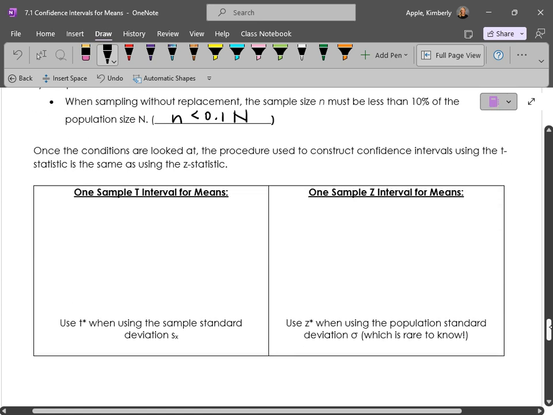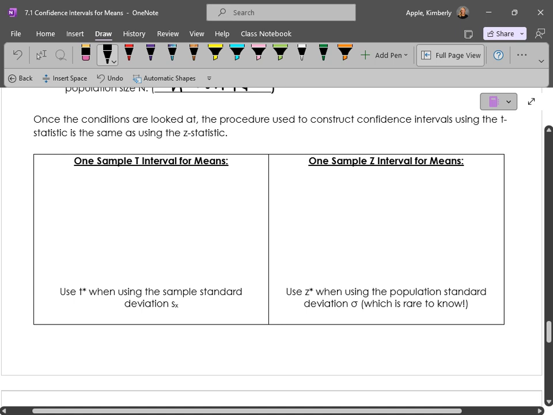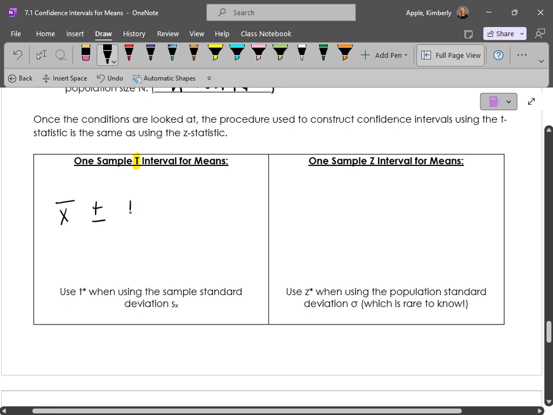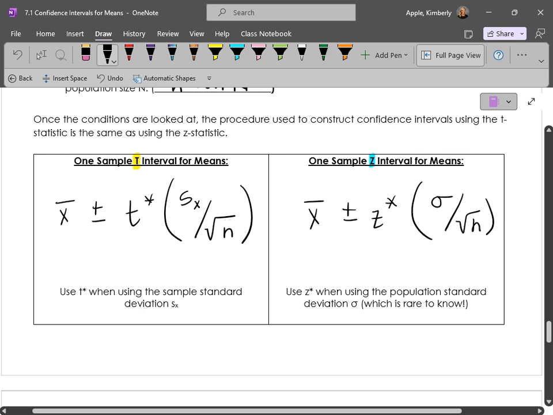All right, so once you have established those well-known conditions, you can use the following procedures with the T and the Z statistics. So the one sample T interval for means looks like this: X bar plus or minus T star times the sample standard deviation, S sub X, divided by the square root of N. The one sample Z interval for means is X bar plus or minus Z star times sigma divided by the square root of N. The Z interval is used when the population standard deviation sigma is known, which is extremely rare.